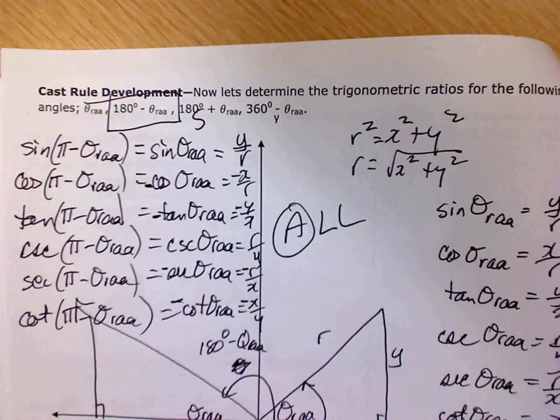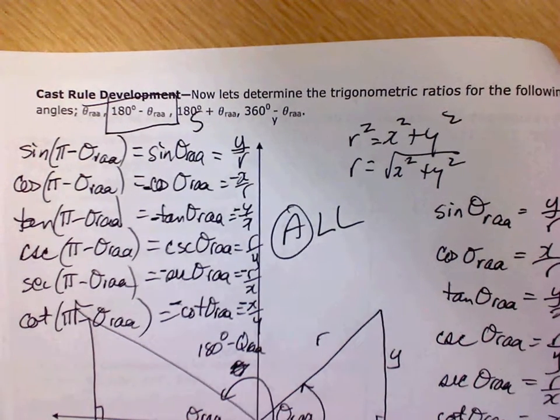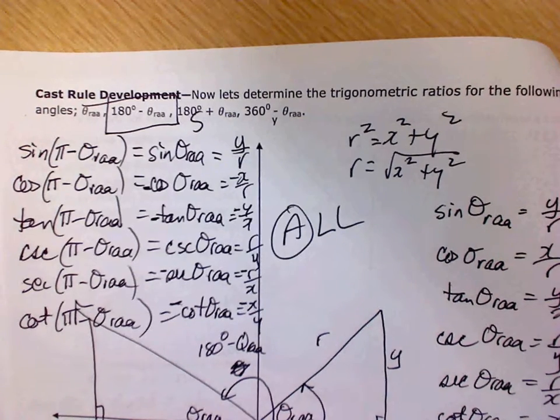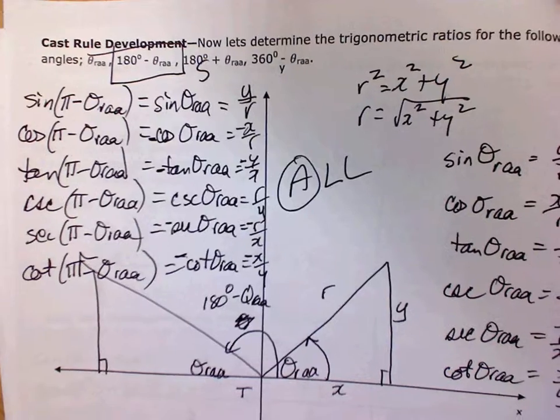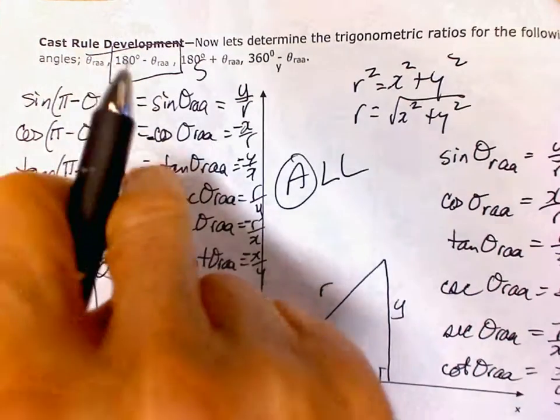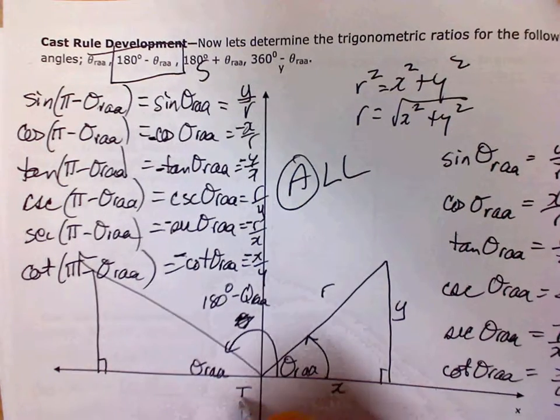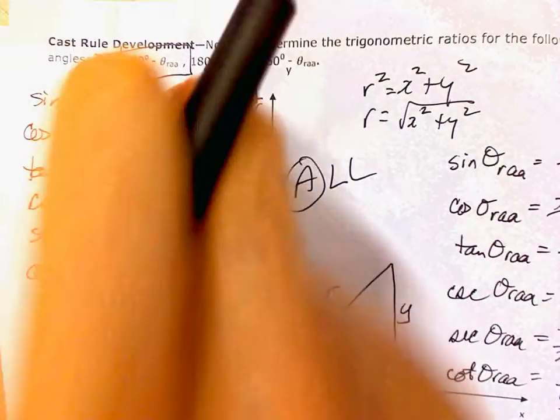Does it make sense? CAST. The only one positive here is tangent. No, sine is positive in this quadrant. But in this quadrant it's tangent. The CAST rule. Yep.